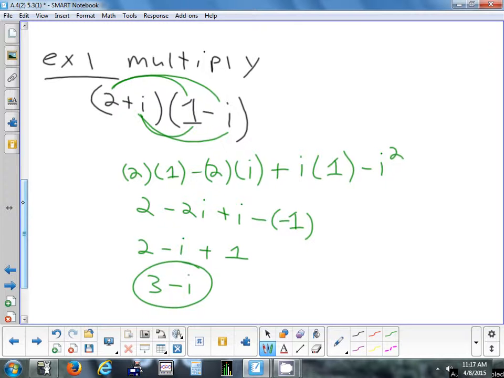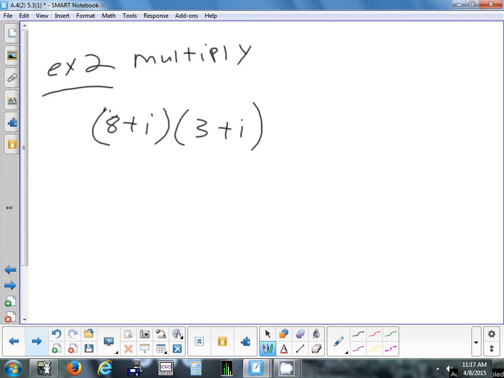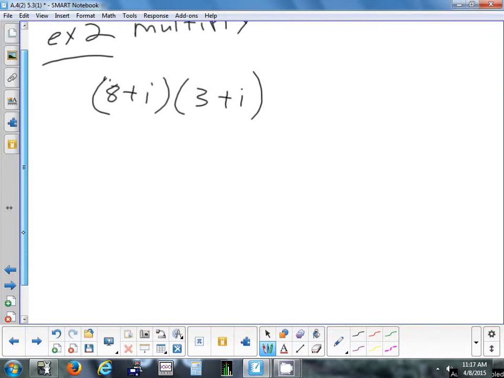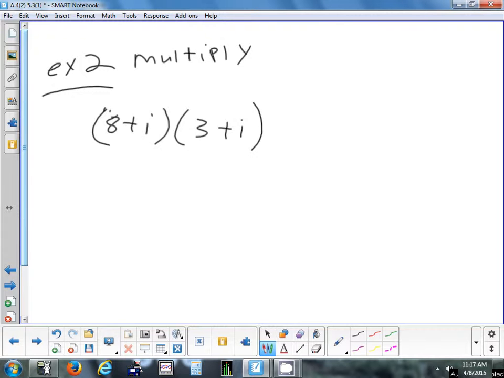Okay. Any question on that? All right, let's try one more, and then we'll move on to division. Okay, 8 plus i times 3 plus i. Why don't you try it on your own? If you get stuck, try to remember FOIL. That's the pattern to multiply everything together. Anytime you get an i squared, change that to a negative 1.